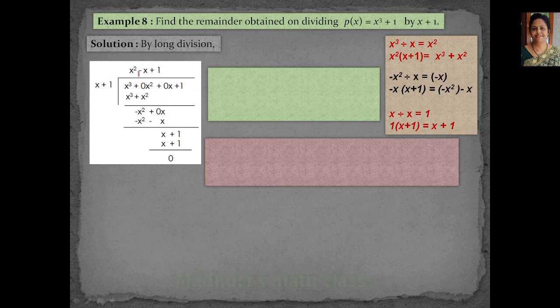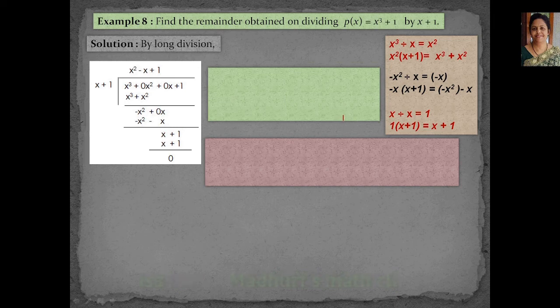So we will multiply the second term of the quotient into the divisor, minus x into x plus 1. So minus x into x is minus x squared, minus x into plus 1 is minus x. So minus x squared minus x. We subtract this from the dividend. Minus x squared minus minus x squared is 0. Then 0x minus minus x is plus x, you will write the opposite sign. So you will get plus x. The next term is 1, so x plus 1 is the new dividend.